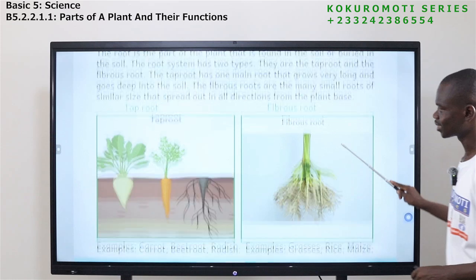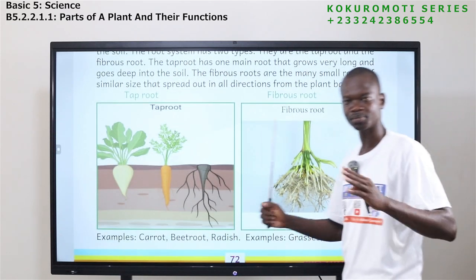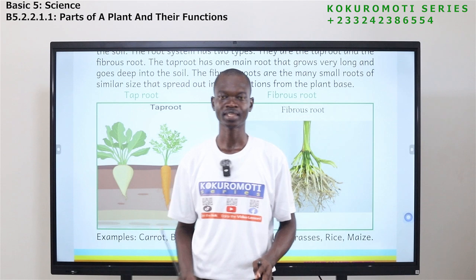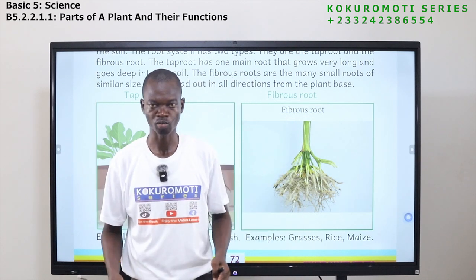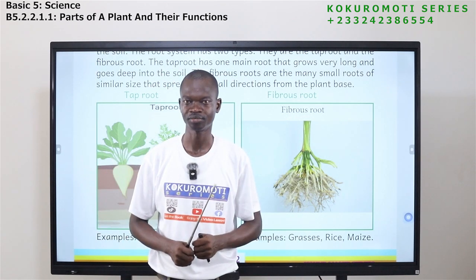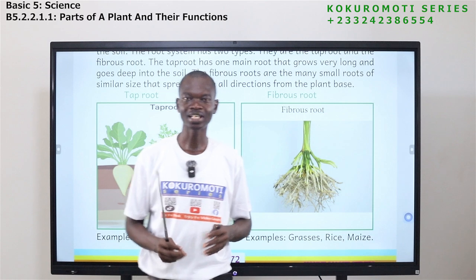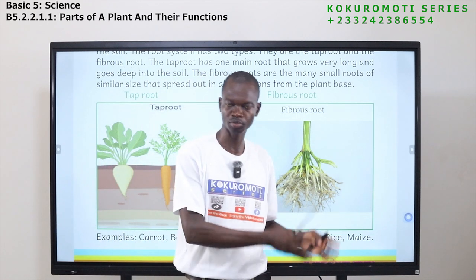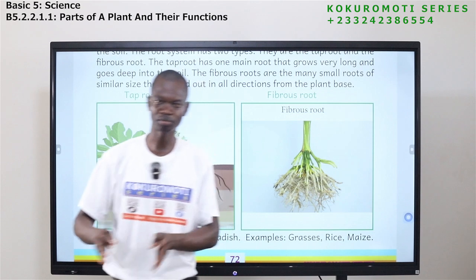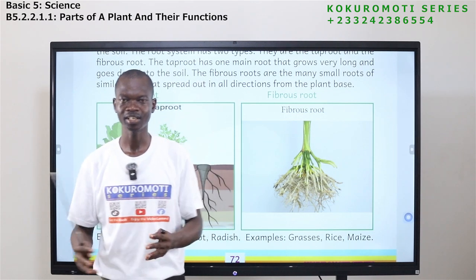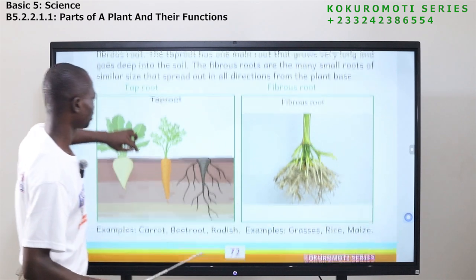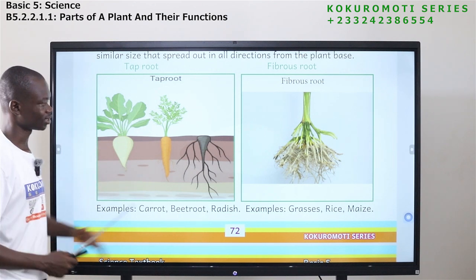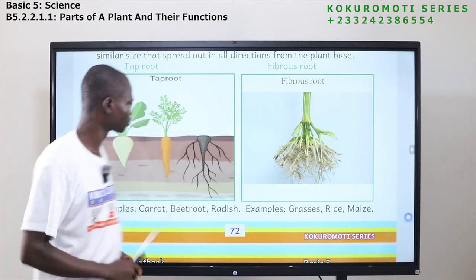So we are saying that the root is the part of the plant always found in the soil, buried in the soil. And the root has two types. We have the tap roots and then the fibrous roots. Now let's look at the difference. This is tap roots. This is fibrous roots.